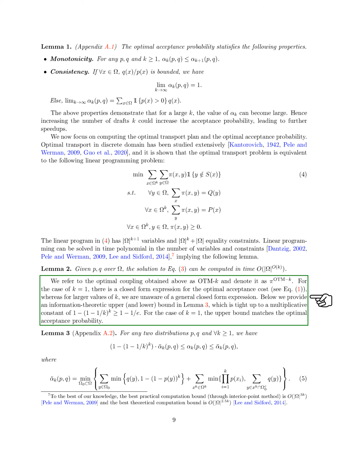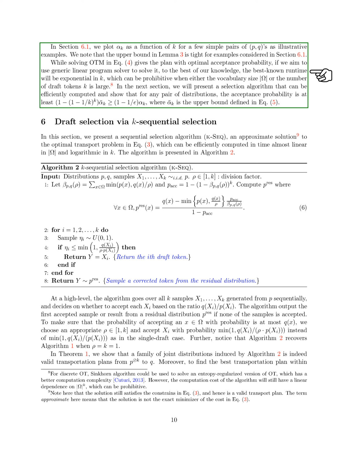For the case of K equals 1, there is a simple expression for the optimal acceptance cost, but for larger values of K, we don't know of a general simple expression. However, we provide an upper and lower bound, which is close to the actual value up to a constant factor. We also note that while solving the optimal transport problem gives us the plan with the highest acceptance probability, using a generic linear program solver can be computationally expensive, especially when the vocabulary size or the number of draft tokens is large. In the next section, we will present a selection algorithm that can be computed efficiently and show that for any pair of distributions, the acceptance probability is at least a certain value, where the upper bound is defined earlier.